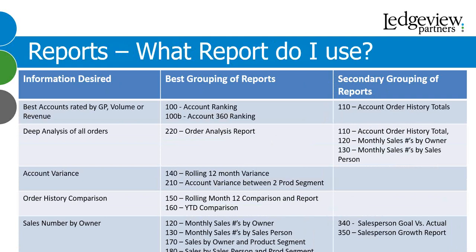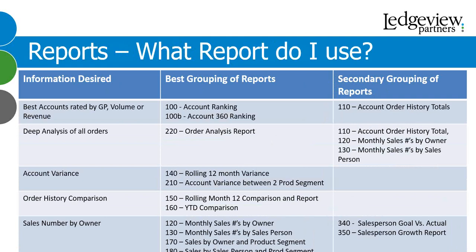Deep analysis of all orders. Report 220, the order analysis report, is a fantastic report. It's going to give you gross profit, volume, revenue, the product ID, so much information for just that singular order, and it will give you all the orders within a specific time frame, and you can even narrow that down to a specific salesperson.